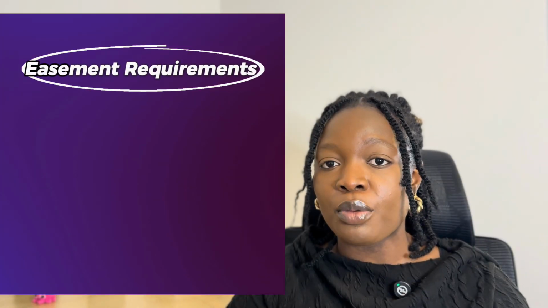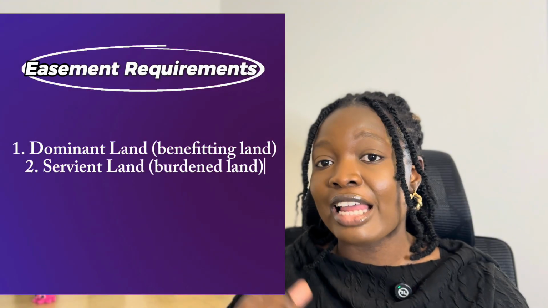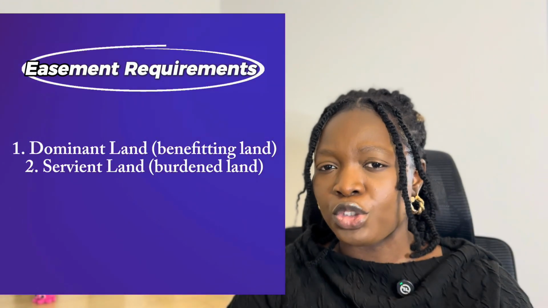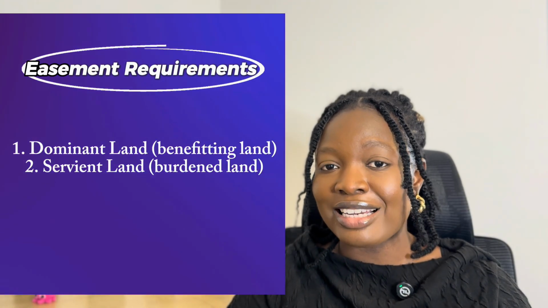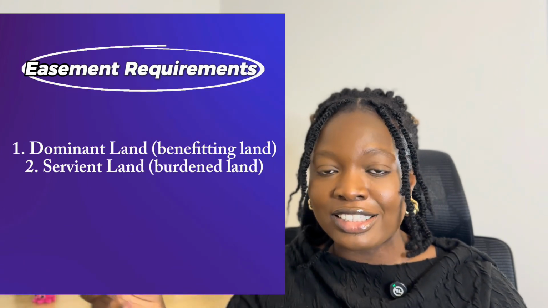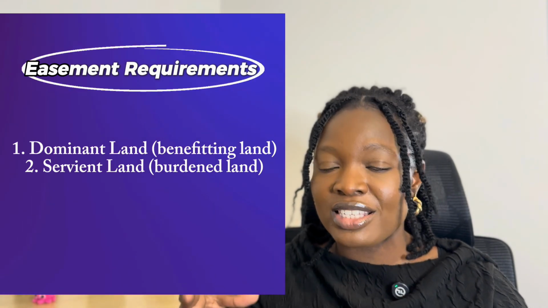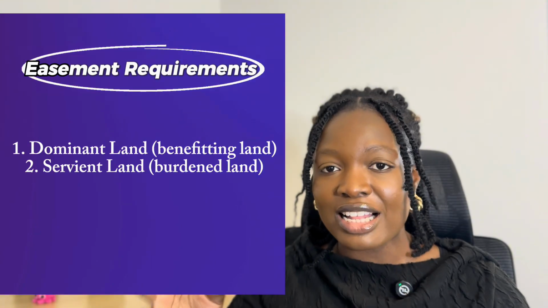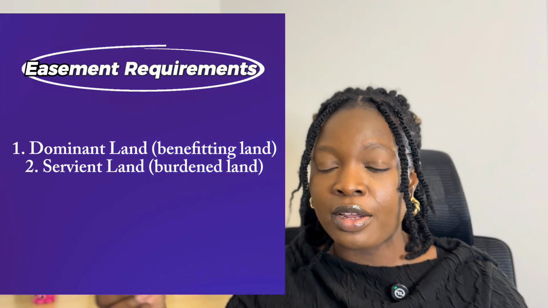What are the things that form an easement? There's something called a dominant land and a servient land. The dominant land is the land that benefits from the easement. The servient land is the land that serves the dominant land, and so that's the land that is burdened by the easement.